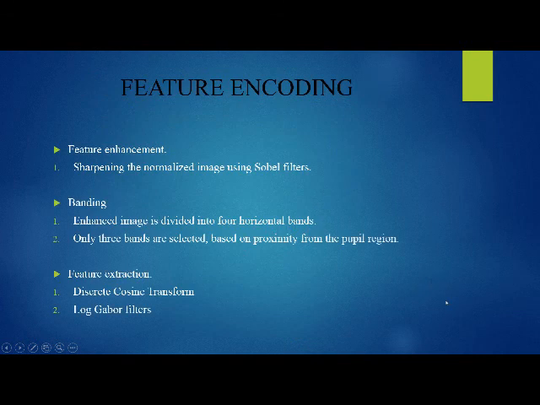So after normalization is done, we go on to feature encoding to provide accurate recognition of individuals, essentially. And the way it works is that it works on identifying significant features of the iris, which are encoded and then matched in the next step. So in feature encoding, there is feature enhancement, where blurred images can be sharpened using Sobel filters.